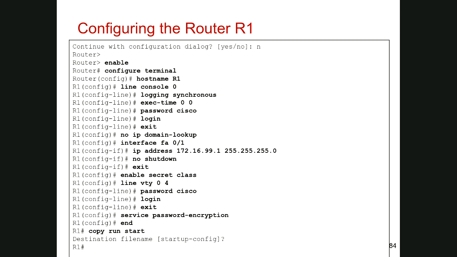Okay, configuring routers and switches is very similar. When we configure a router, we give it a host name. We set a password for coming into the console port. We set a password for coming in through the VTY ports. We set an IP address for the Ethernet ports, maybe do service password-encryption. When we look at the switch configuration, it's very similar.